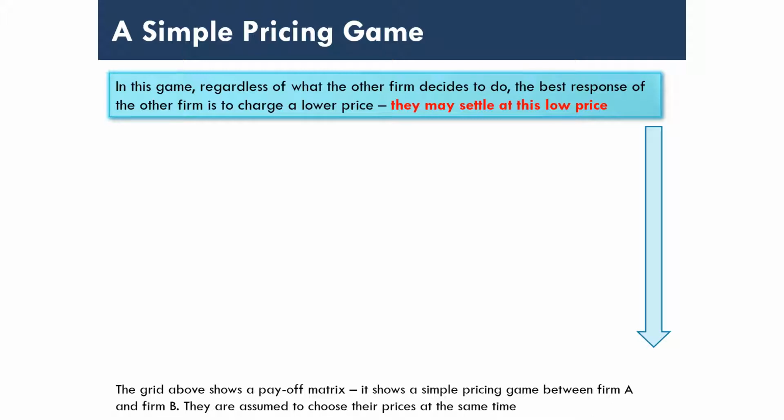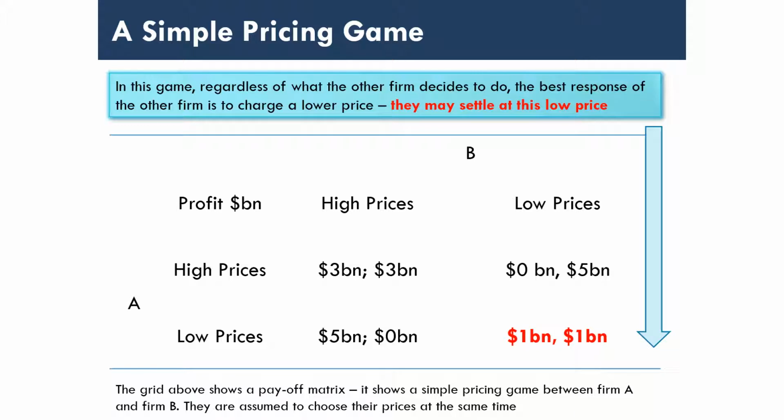So in this game, regardless of what the other firm decides to do, the best response is to charge a low price. But if I'm firm B and I'm doing that, firm A is going to have the same approach. So we're both going to end up charging low prices, and we're both going to end up generating 1 billion worth of profits. This would be a Nash equilibrium outcome. We could also describe it as a maxi-min outcome. I'm trying to maximize my own individual benefit, but ultimately I'm getting the minimum reward.